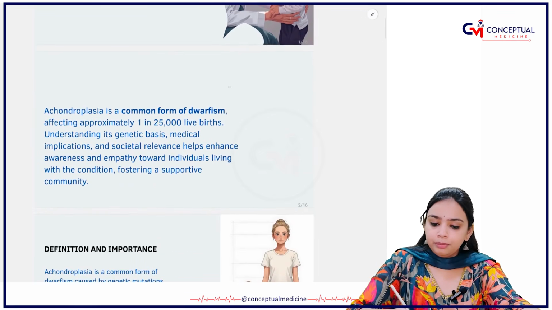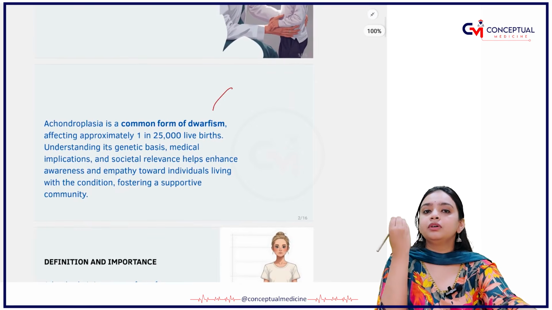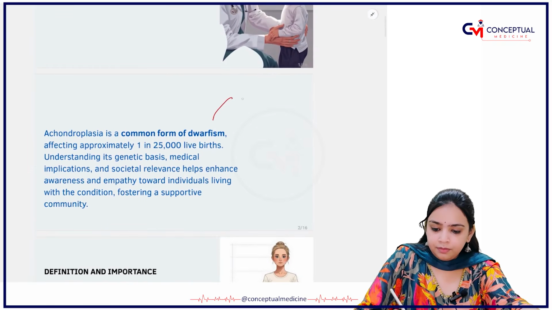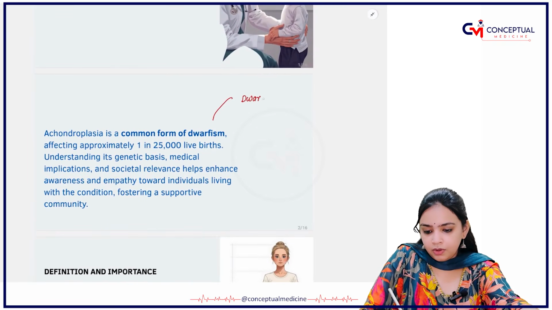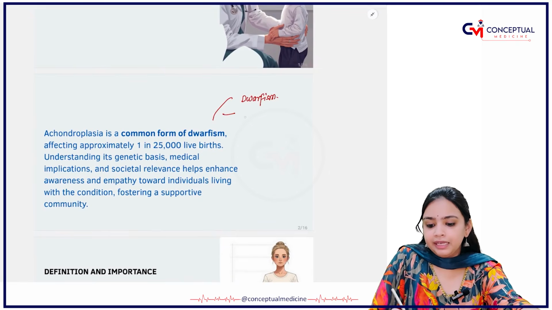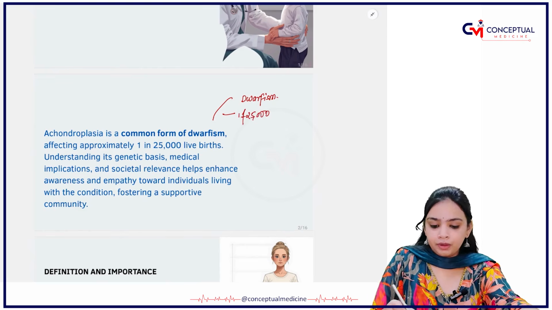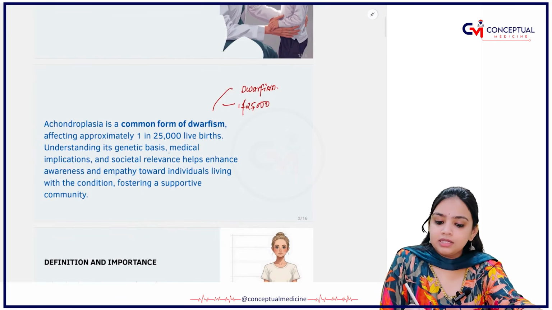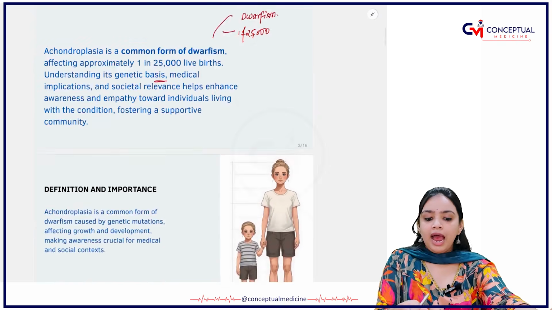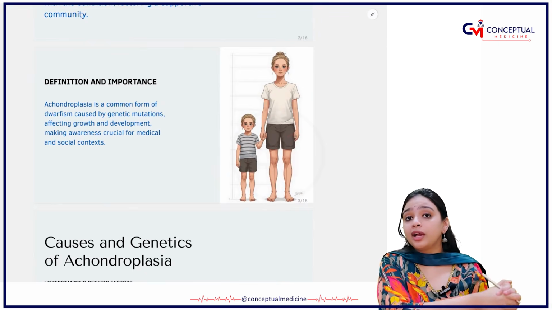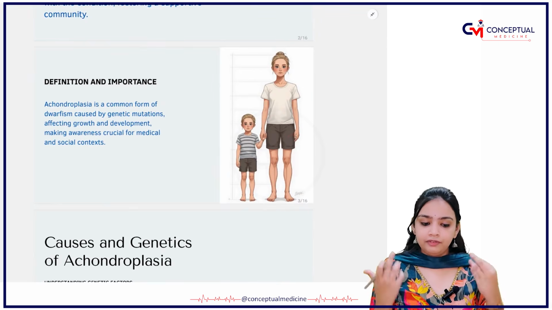So what is achondroplasia? If I say in the terms of a layman, then it is short stature or dwarfism. It mainly affects 1 in 25,000 children. Then in this you need to understand the genetic basis of this and the medical complications that the child of achondroplasia basically faces.